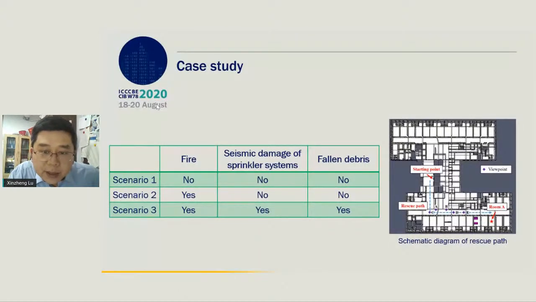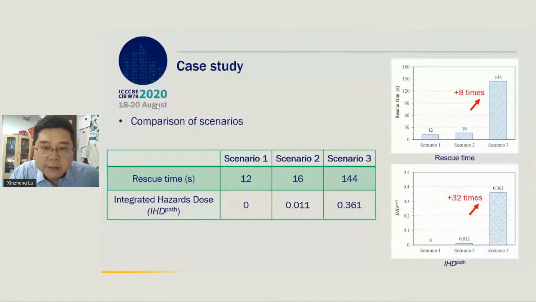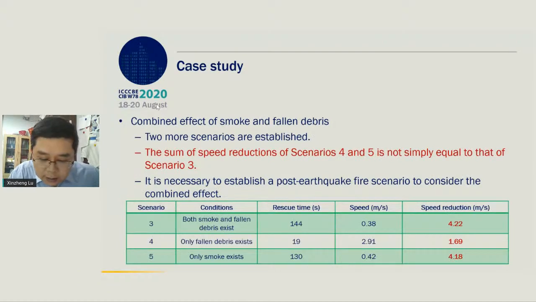So we assume that someone is trapped in one room on the story, and we construct 3 scenarios. The first one, we have no fire, no sprinkler damage, no falling debris. And in the other 2, we have the damage of the sprinkler, we have fire, and we can compare the results of these 3 cases. We can see that after considering the damage to the sprinkler system, there was more fire, and because the fire reduced the visibility, the evacuation time will be much longer than the no fire and no sprinkler damage case.